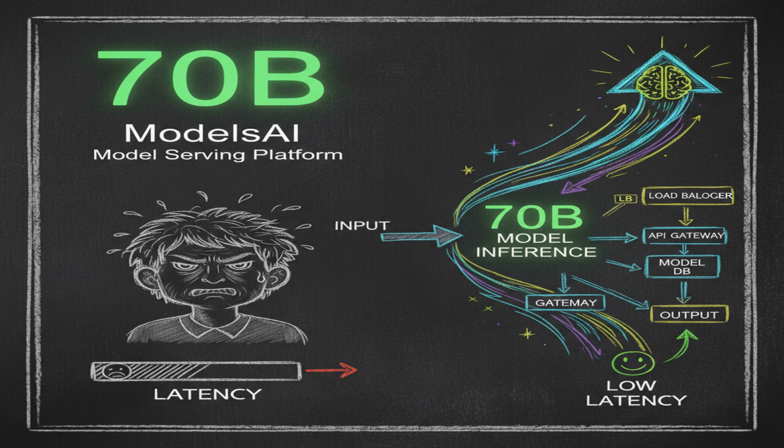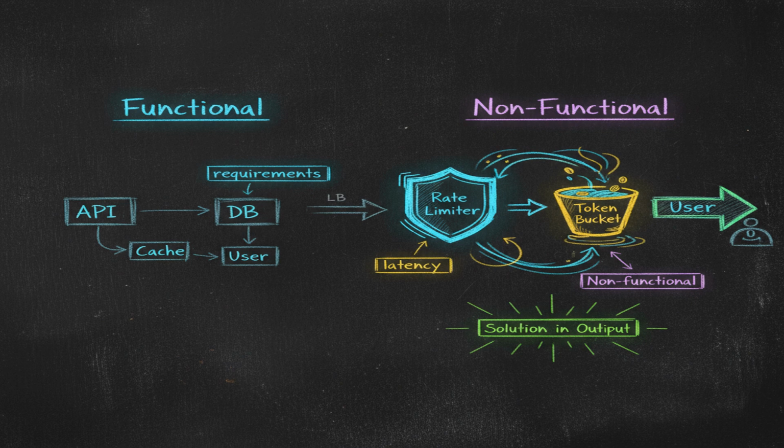By the end of this video, you'll learn how to design an AI model serving platform, handling workloads like vLLM or Triton, optimizing for both latency and cost, even for 70B parameter models. Let's define the scope. Functionally, we'll support text generation, code completion, and image generation. Non-functional requirements include low latency, sub 50 millisecond P99, high throughput, 1,000 plus QPS, and high availability, 99%.